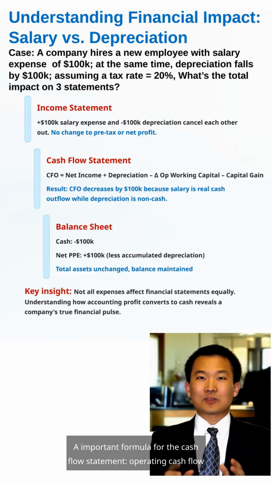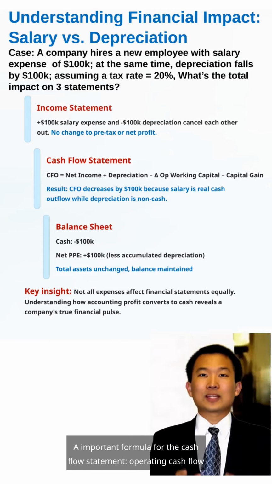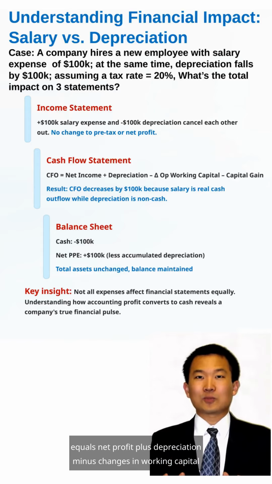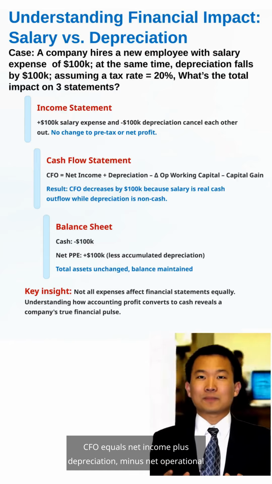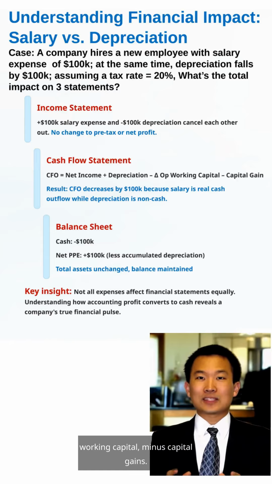Important formula for the cash flow statement. Operating cash flow equals net profit plus depreciation minus changes in working capital minus capital gains. CFO equals net income plus depreciation minus net operational working capital minus capital gains.